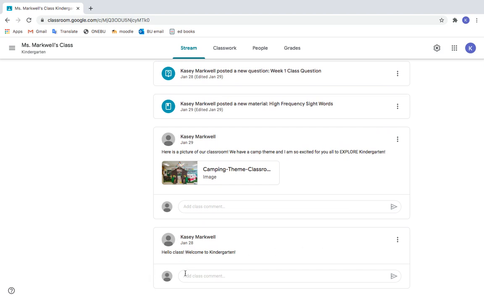The first announcement just says hello and welcomes everyone to kindergarten. And the next announcement up here has a picture. This is where I explain the camp theme and use the word explore so I can later explain how these students are explorers in their learning and how that ties into our camping theme.